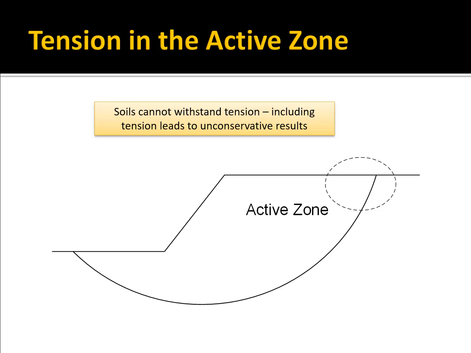the side force or even the bottom force of the slices could end up being negative, or in tension, which would in effect help hold the slope back. But soils, even though mathematically we get tension in our Mohr-Coulomb failure envelope and how we go about defining undrained strength, cannot withstand tension, and so this is considered to be unconservative. It'll give you a factor of safety that's too high.